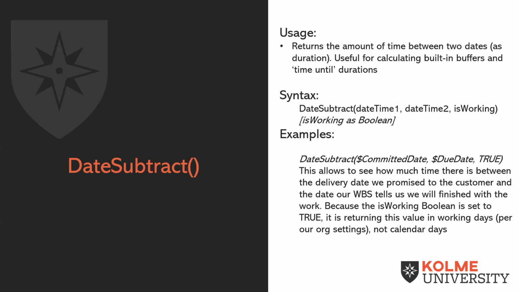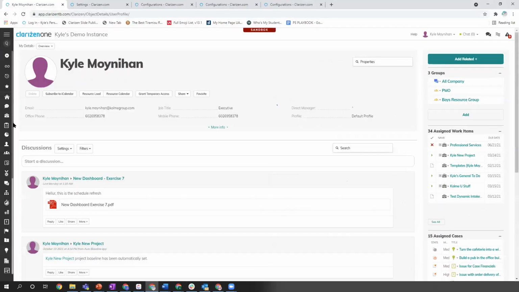Right. So this could almost calculate some kind of slack. How much time do I have between my committed date and my due date? So I can set this up so it's a positive value if I'm going to deliver ahead of time, or a negative value if I plan to be late. Exactly. So let me show you really quickly an example of how this works.